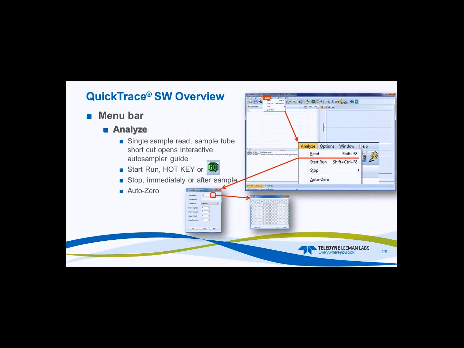Analyze on the drop-down menu, on the menu bar. This will start a single read. You can also use the start run or the hotkey, and you can stop immediately or after sample, and then you can also auto zero. When you bring that up in a single read, there's a little hot button right here. If you click on that, that will open up the auto sampler guide. So then you can just point and click within that guide and it will go directly to that sample. You give it a name and it'll go right to that sample. So it's really, really easy, or else you can type in the location of the sample tube itself. So I use point and click a lot.